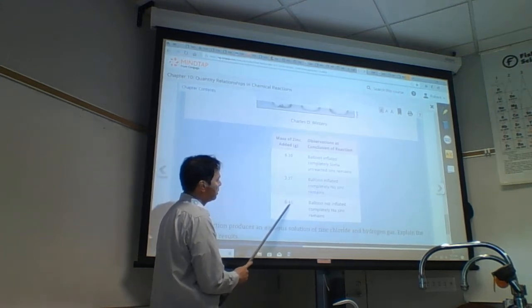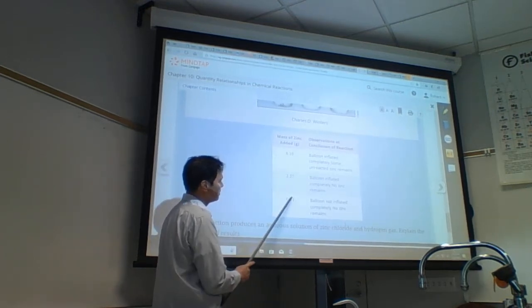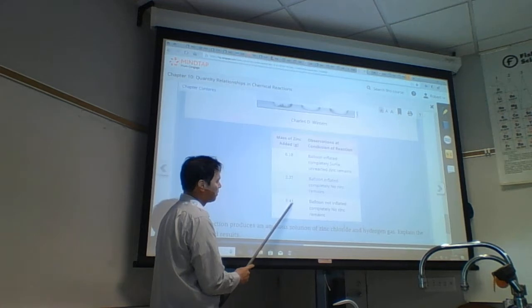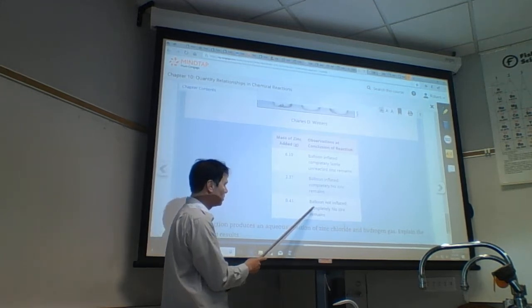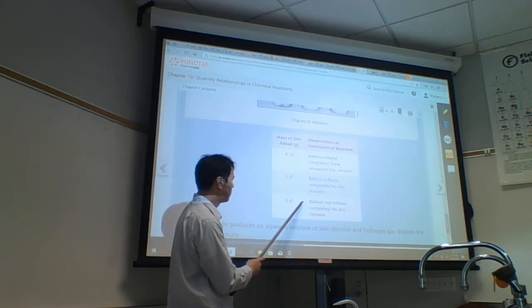Here in the third scenario, they added 0.41 grams of zinc, not enough zinc. All the zinc reacted, but there's still some HCl remaining, as we can tell because we didn't generate as much hydrogen.